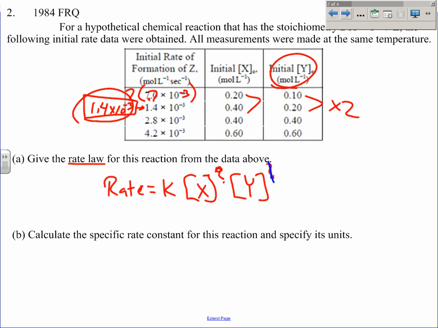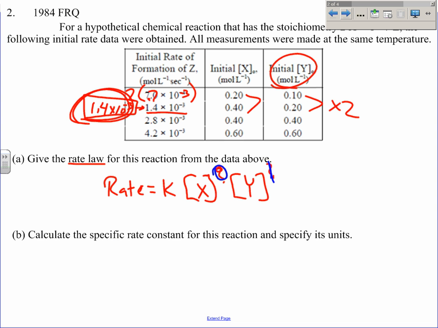And what I end up with here, well, it's 1.4 times 10 to the negative 3, 1.4 times 10 to the negative 3. When I double x, I do absolutely nothing to the rate. All of my change in rate was accounted for by my change in y. So that means, and this is rare, but it does happen, in particular on the AP test, that we are zero order with respect to x. Doubling the concentration of x made no effect on the overall reaction rate.